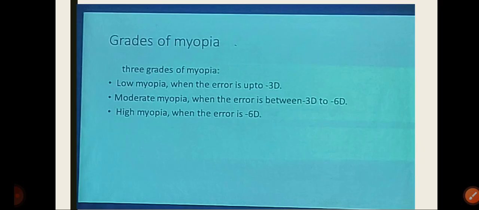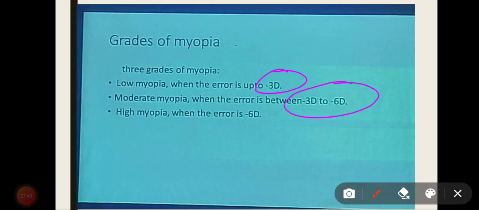So about grades of myopia, there are 3 grades of myopia, like hypermetropia also, but the values are varied. In low myopia, the error is up to minus 3D. But in hypermetropia, this value is less than or equal to plus 2 diopters. In moderate myopia, the error is between minus 3 diopters to minus 6 diopters. In hypermetropia, this is plus 2 to plus 5 diopters.